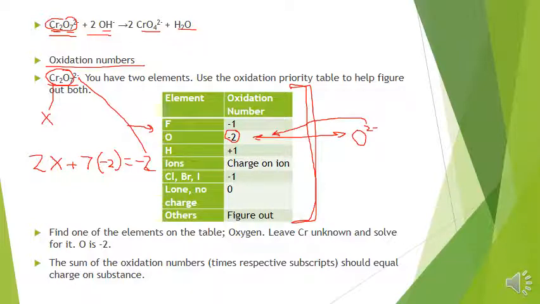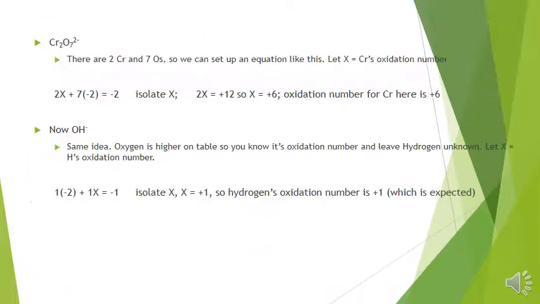Now remember, this is Cr2O7 2 minus, so this is a polyatomic ion, and it has a 2 minus charge. So, okay, this is how we set up how to solve for chromium. So I write that out here again, okay.